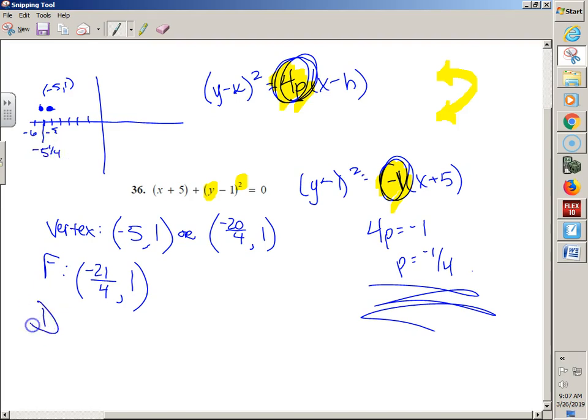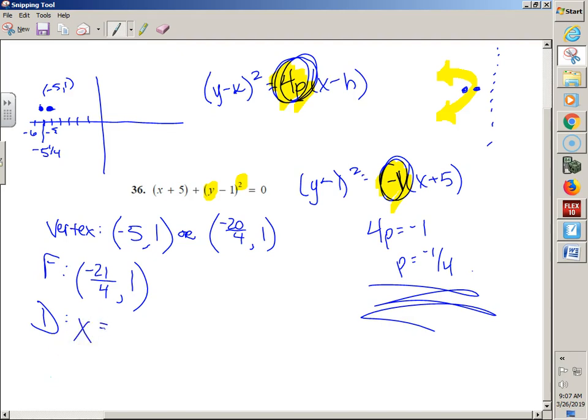Where's my directrix? What kind of line is my directrix if I'm facing this way? My focus will be here, right? My vertex is here, and my directrix is? What kind of line? Is it y equals, or x equals?